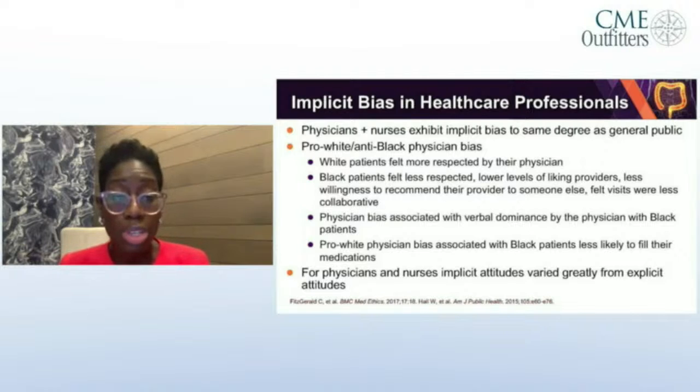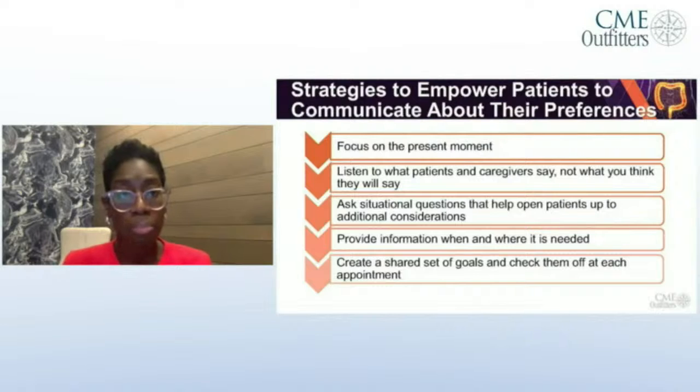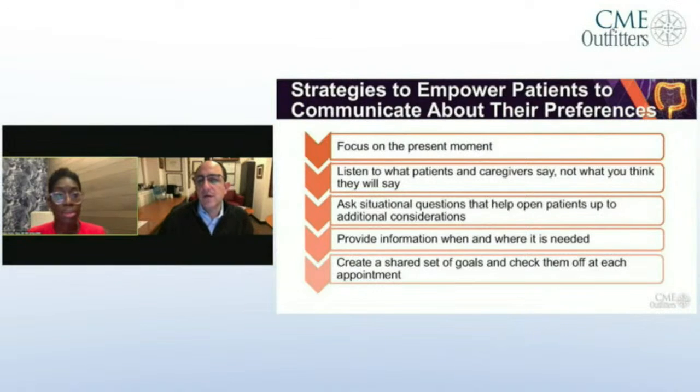And it's also important to note that for physicians and nurses, implicit attitudes vary greatly from explicit attitudes. So the implicit unconscious biases vary greatly from the deliberate things that you think about and report. One of the questions we had here is specifically to me: how do I train my fellows and other faculty?